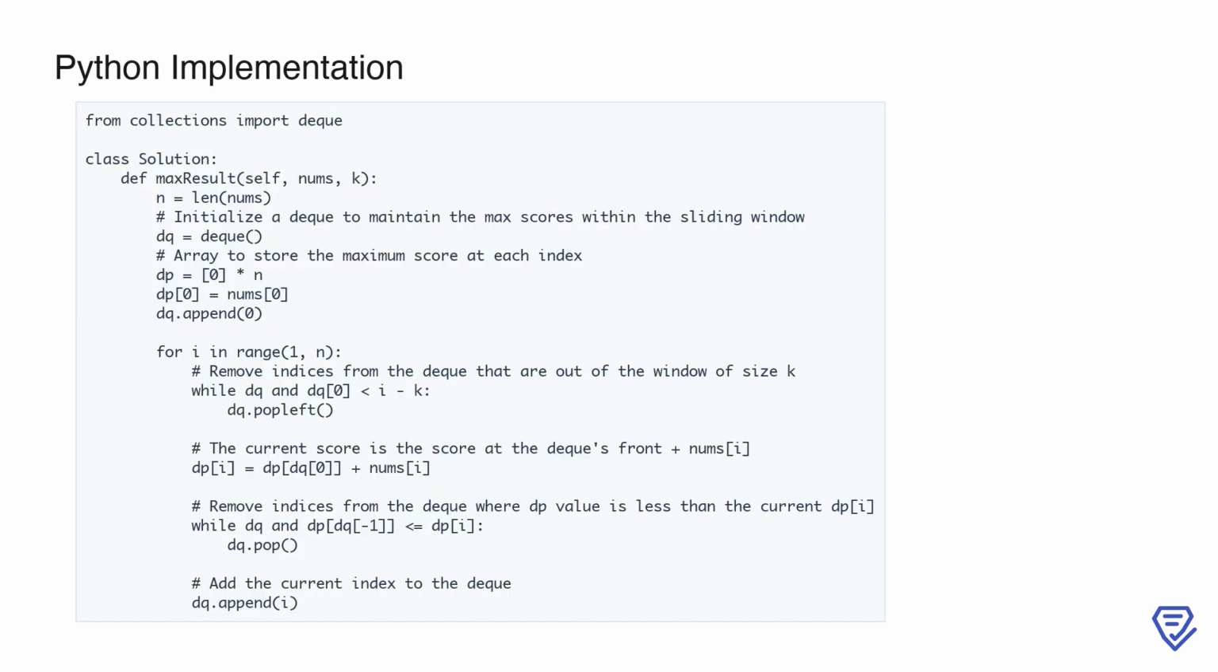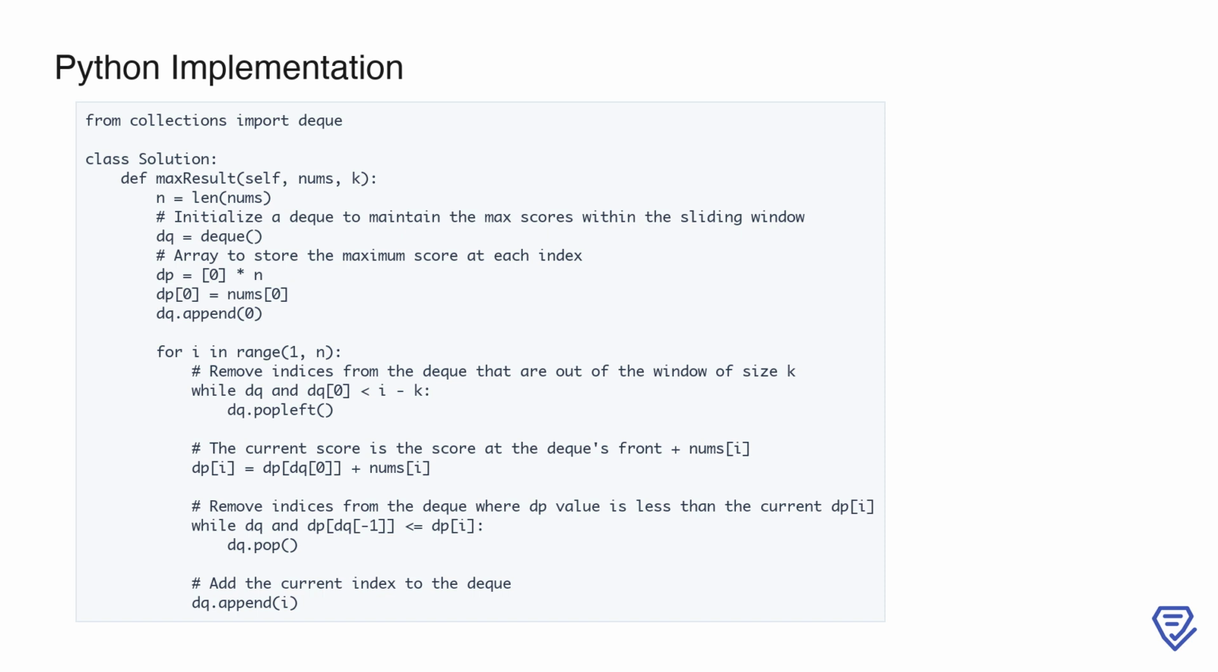Here, we start by importing the deque class from the collections module, which will help us efficiently manage the sliding window. Inside the maxResult method, we begin by initializing some variables. n stores the length of the input array nums, and dq is our deque, which will be used to maintain the indices of the maximum scores within the sliding window. We also create a dp array of size n to store the maximum score we can achieve at each index, initializing dp[0] to nums[0], since the first position's score is simply its own value. The first index, 0, is added to the deque.